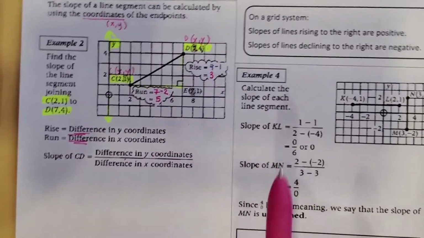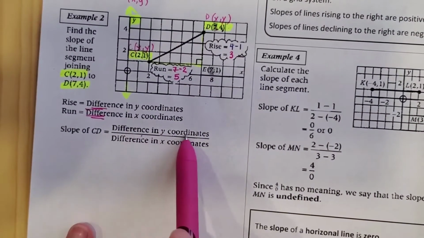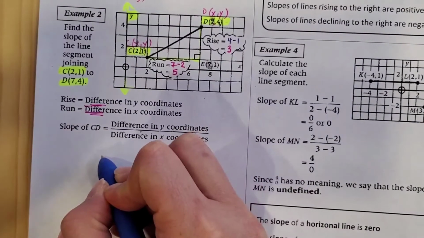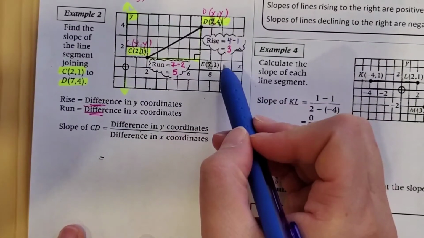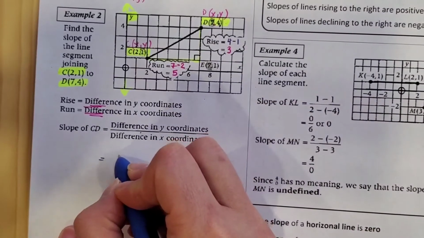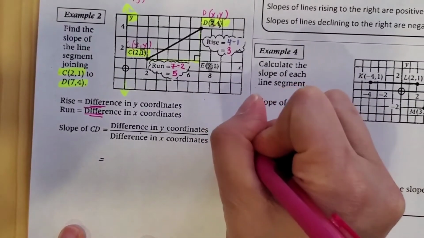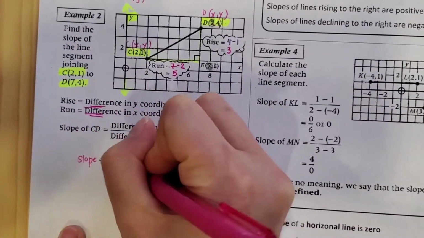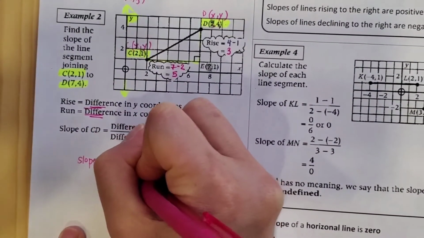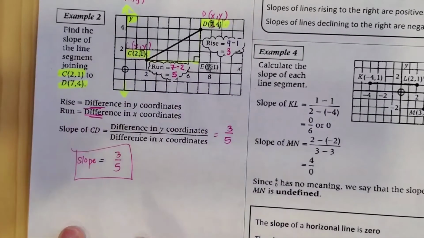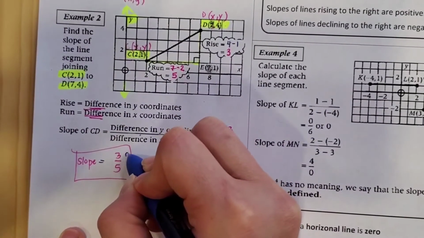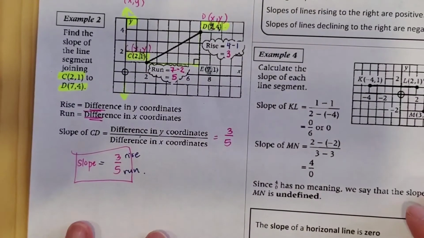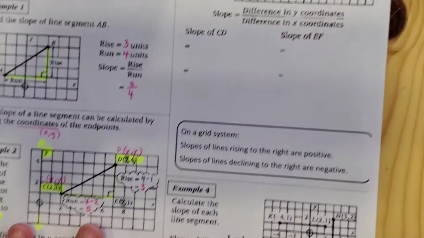when we do this, the slope of CD is equal to the difference in y coordinates. So it really looks like the difference in your y coordinates are right here. So it's 3, should I write it right here? 3 over 5, okay? So your slope is 3 over 5. That's your rise, and that's your run. Okay, now we're going to move on to example 3.